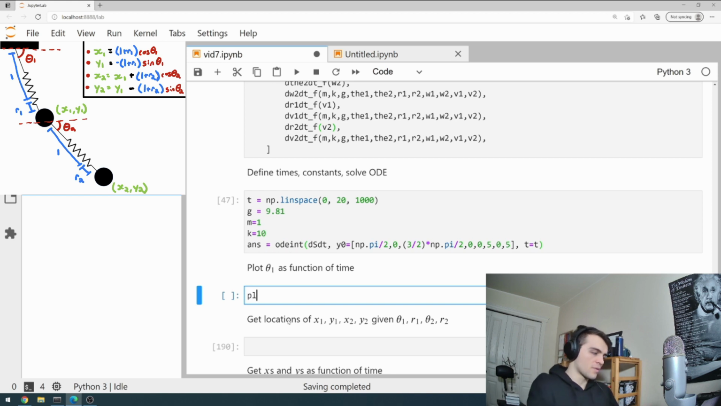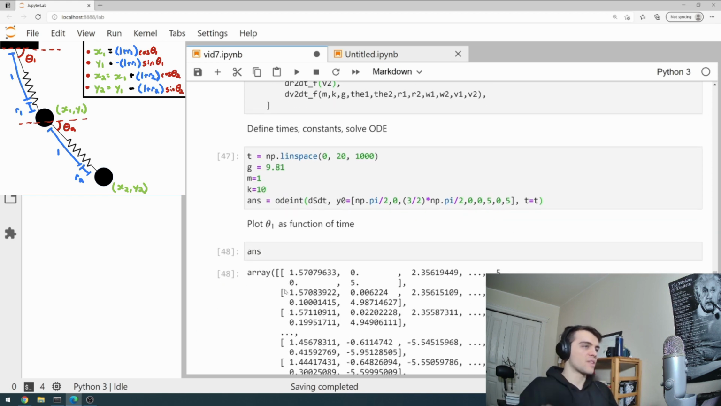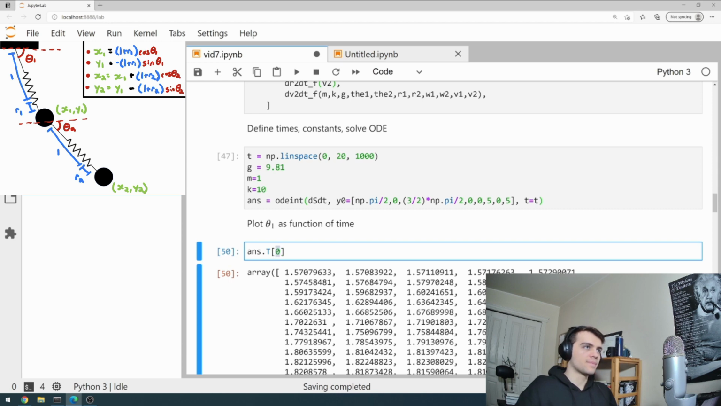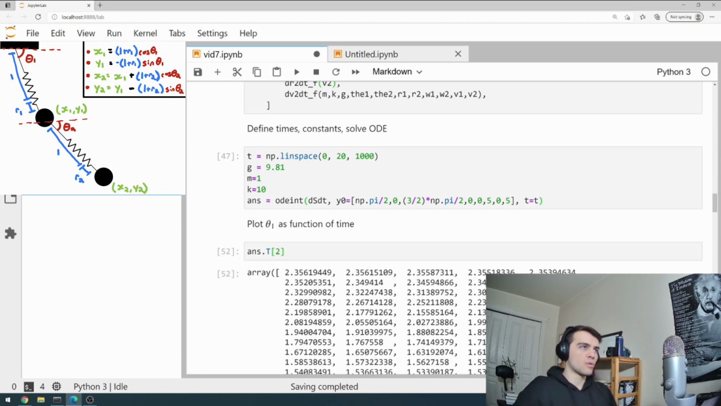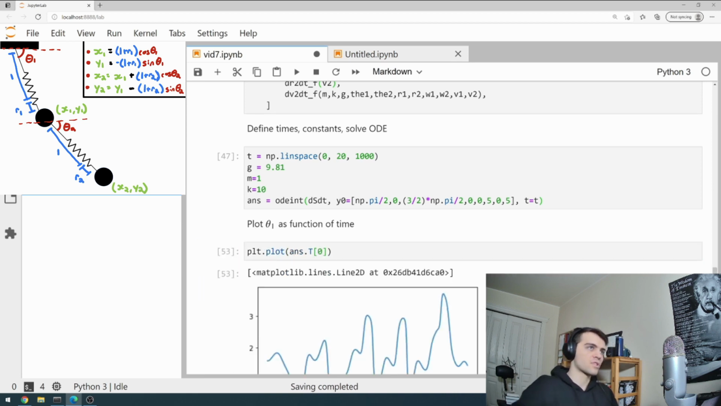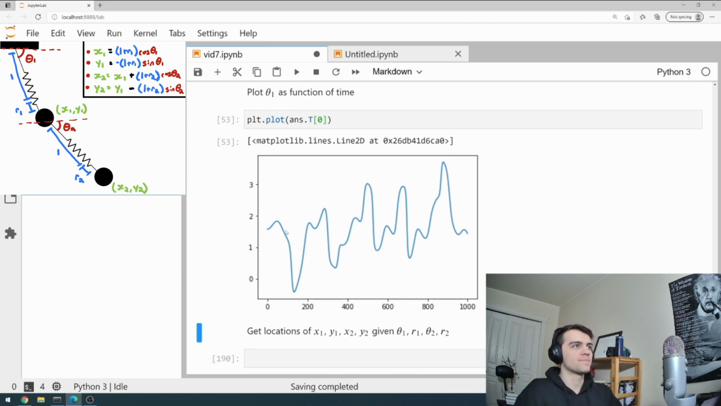So plot theta 1 as a function of time. Well, remember, our answer looks like this. If we want to get each of the 8 variables, we index them like this, so we have to transpose it, and 0 gives us theta 1, 1 gives us omega 1, then theta 2, omega 2, etc. And I can plot theta 1, for example. And you see a pretty complicated looking motion, right? It's certainly not straightforward.